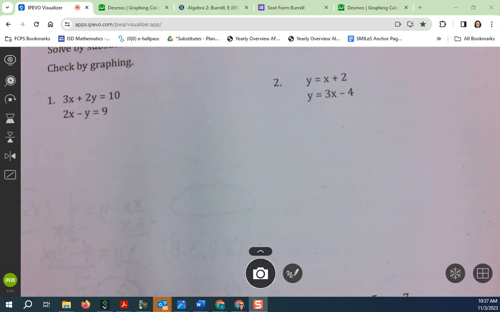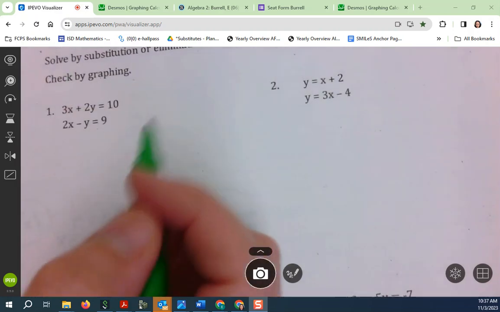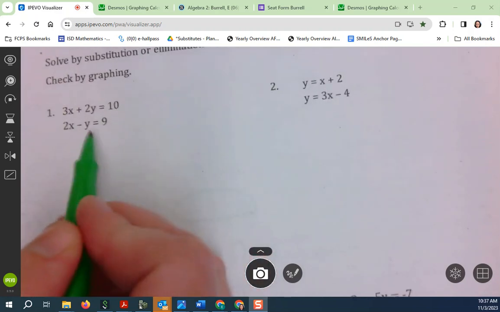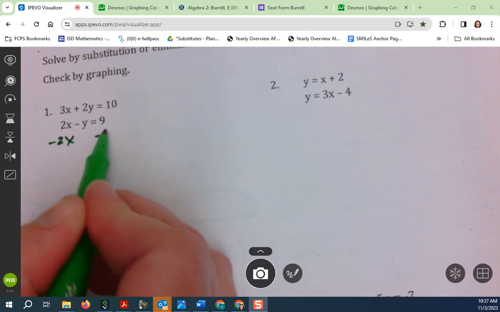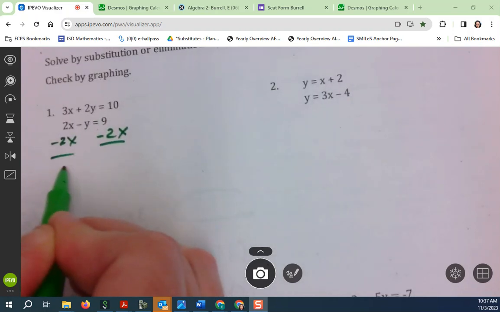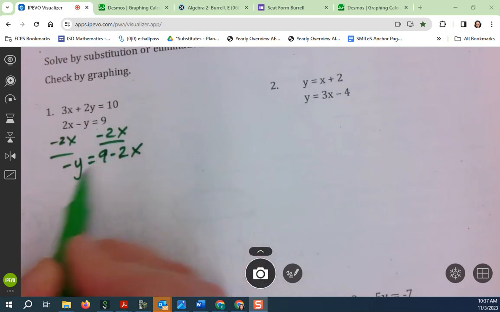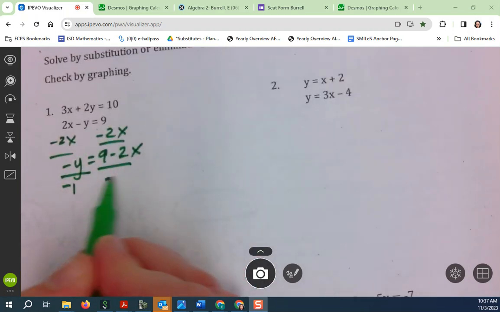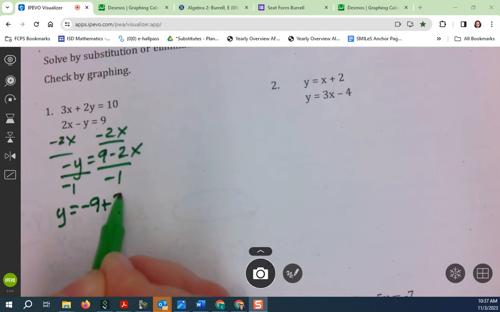Really, both methods are good for the first one. A lot of you guys did substitution, and that's what he was asking about, so I'm going to do that right now. But if you did elimination, I can show you that as well. So for substitution, you want to get a variable by itself, and most of you chose to get this y by itself. So you would subtract the 2x like that, and get negative y equals 9 minus 2x, and then divide by negative 1. And get y equals negative 9 plus 2x.